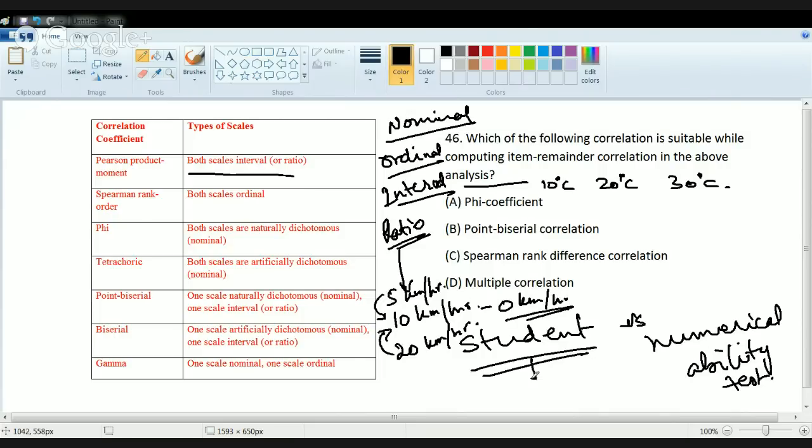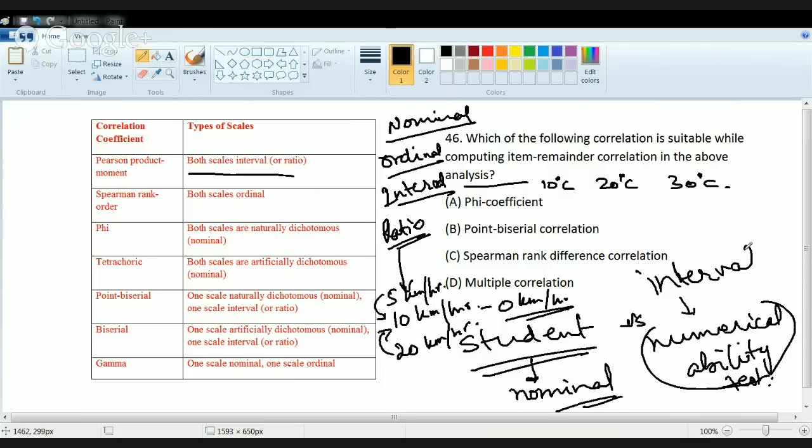Now, students is a kind of nominal scale. And what is the numerical ability test? The numerical ability test is an interval scale, because you can say my friend is scoring 50, I am scoring 100, another one is scoring 20, but I cannot say that a score of 0 on this scale means the person does not have any ability, that they do not know any maths or have any numerical ability. So it's an interval scale.